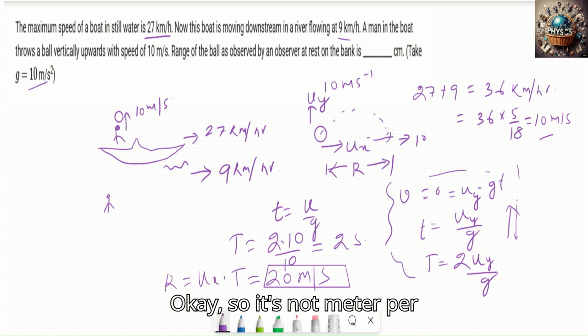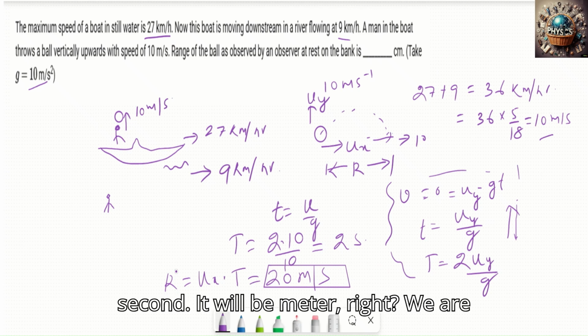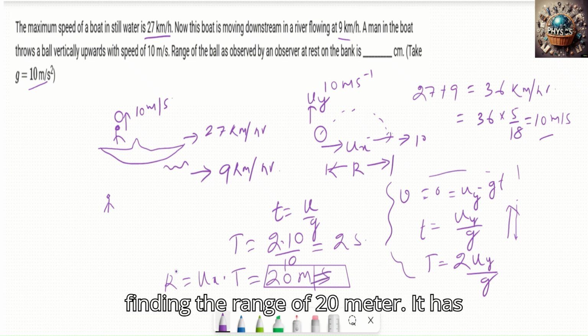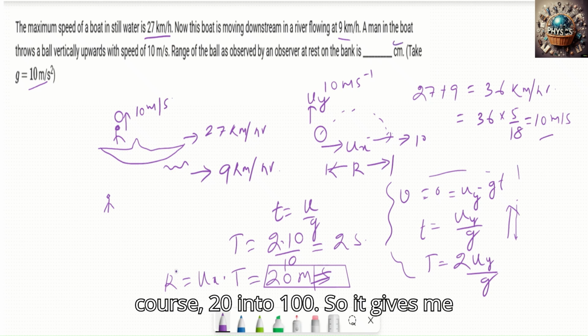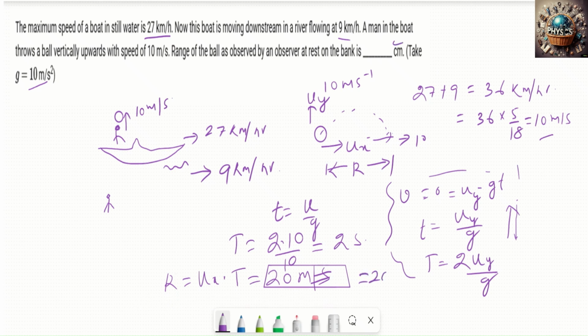Okay. So it's not meter per second, it will be meter, right? We are finding the range of 20 meter. It has asked me to find in centimeters, of course, 20 into 100. So which gives me 2 into 10 to the power 2.